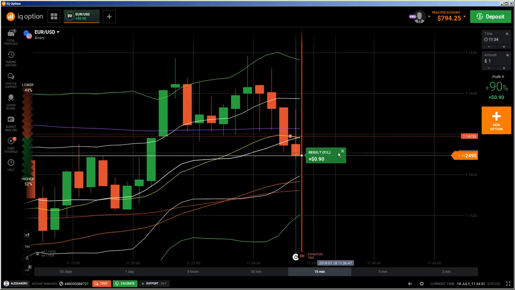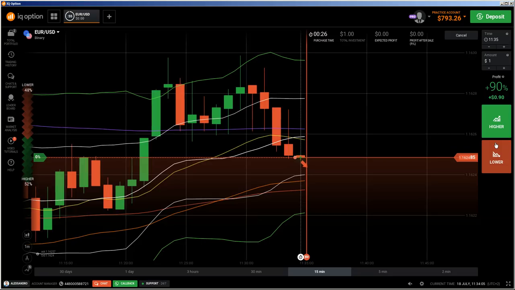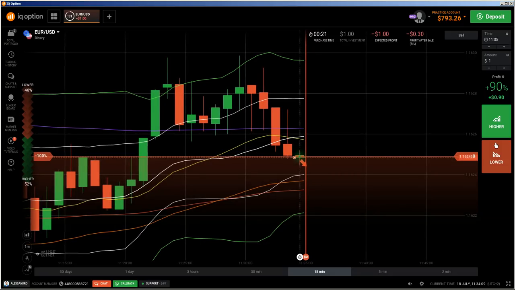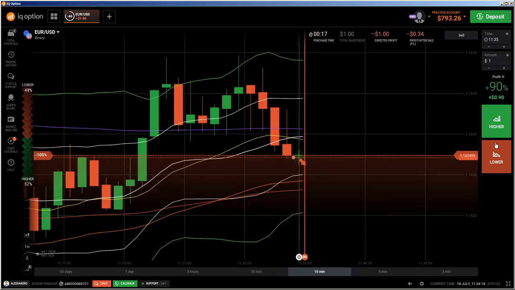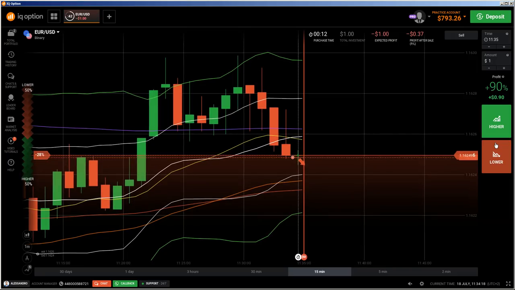Yes, it came down to this level, and I will do another put now because I'm not expecting any kind of retracement here. I'm expecting a continuation of the trend. That is what I have explained in my ebook under the high probability trading setups.